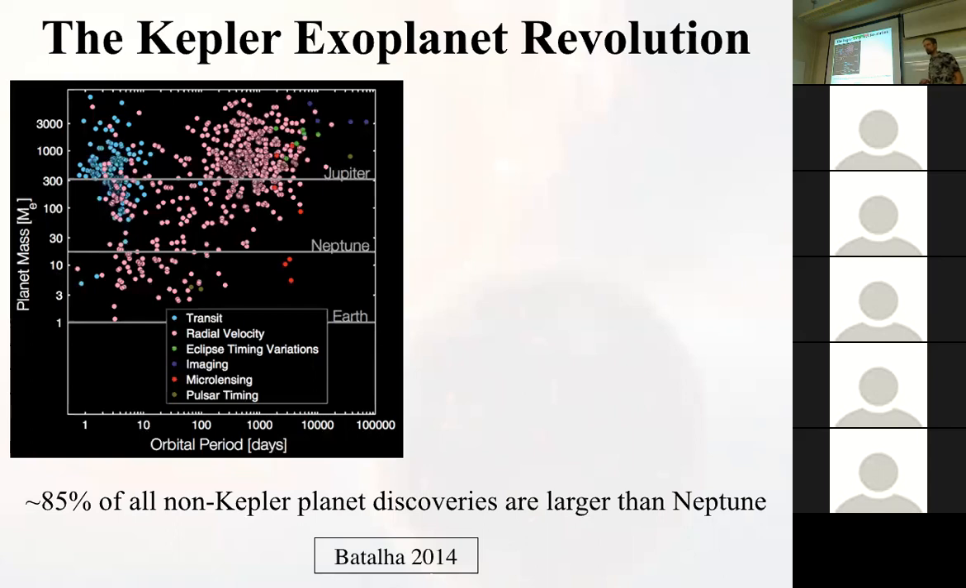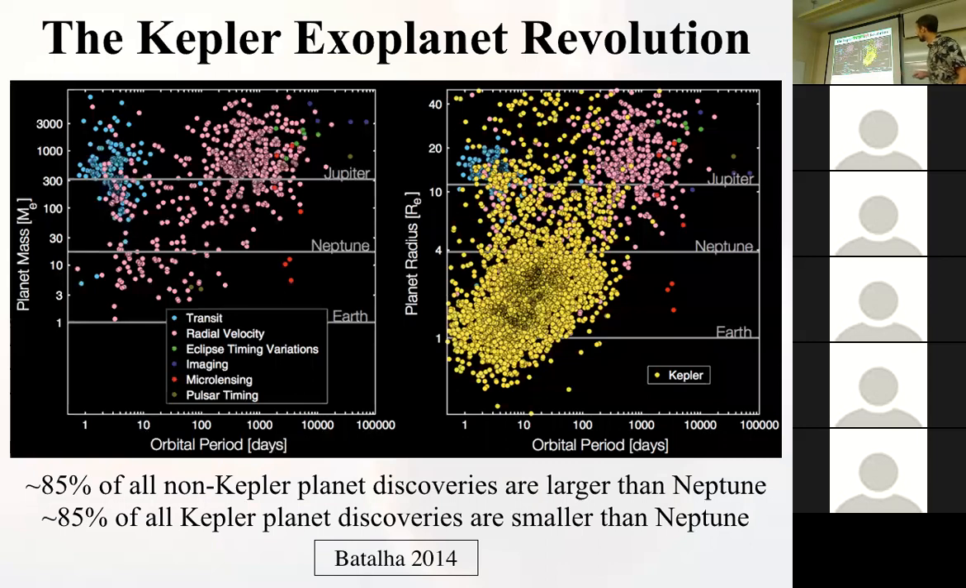Before Kepler, 85% of all planet discoveries were larger than Neptune. So everything was larger than Neptune. Most of them were, in fact, Jupiter mass planets. And this is how the picture looked like after Kepler. With Kepler, 85% of all discoveries were in fact planets that were smaller than Neptune. See in yellow here, I've overplotted these discoveries from Kepler.